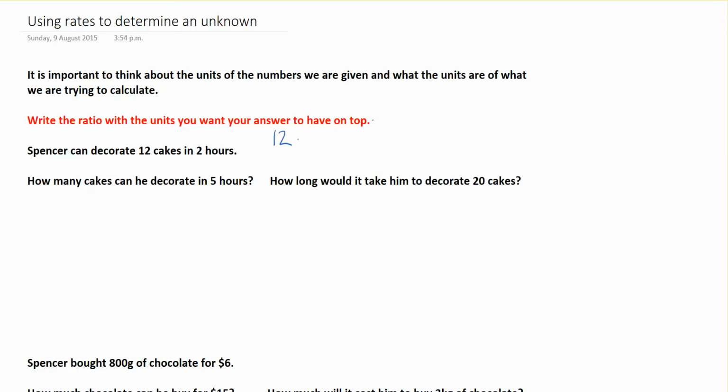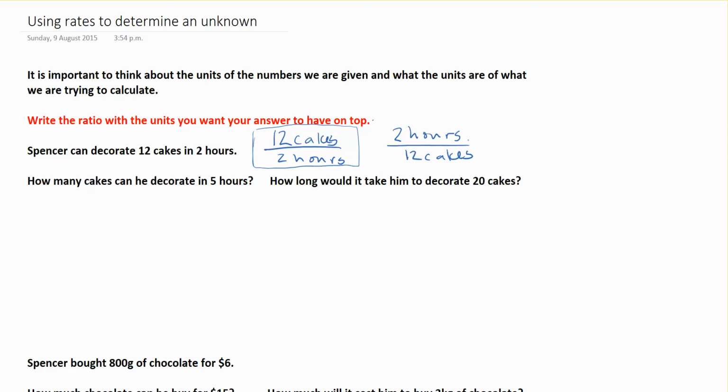We can say that he can do 12 cakes in 2 hours, or we can do it the other way around, hours over 12 cakes. Now this is the rate that we would use, 12 cakes per 2 hours, which would be 6 cakes per hour. But if we're trying to make a calculation, sometimes using the inverse of the ratio or inverse of the rate is important for us.